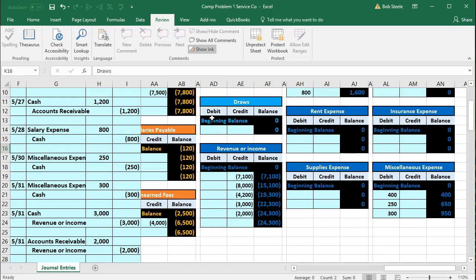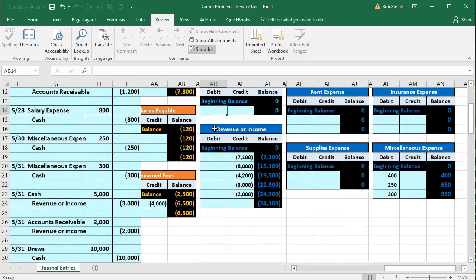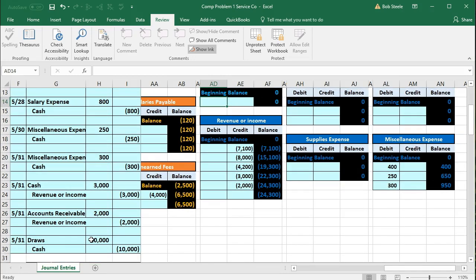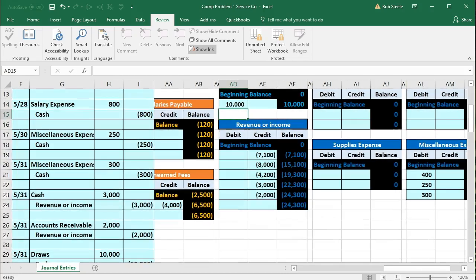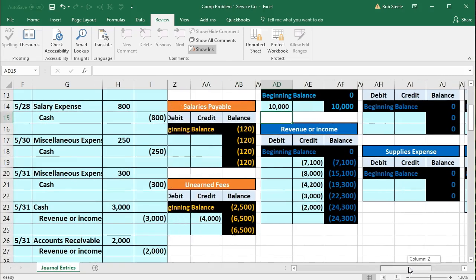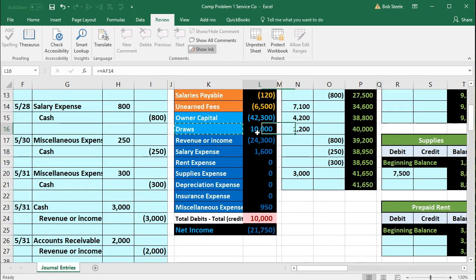So we are here in draws. We're on the debit side in AD14. I'm going to scroll down just a tad. We want to be there. So this draws needs to be in cell AD14 with a formula. That formula equals this 10,000 there. When we select enter, this will go up by 10,000. So there we have that. I'm going to increase the size of the screen back up to 130. Scroll back over. There's our draws, out of balance by 10,000. Draws is not affecting net income.